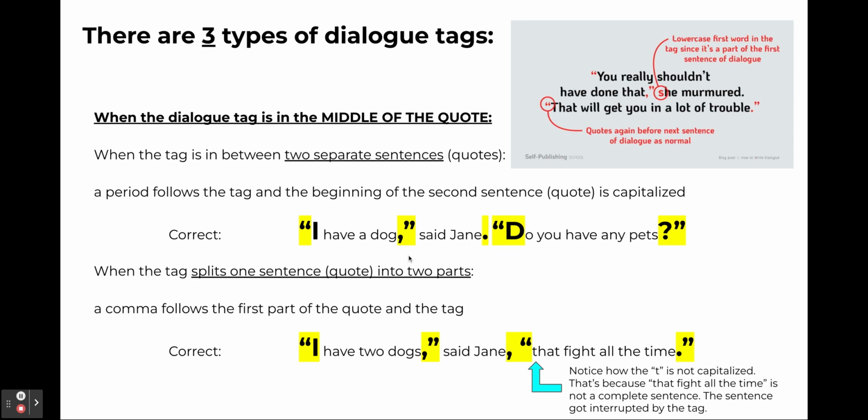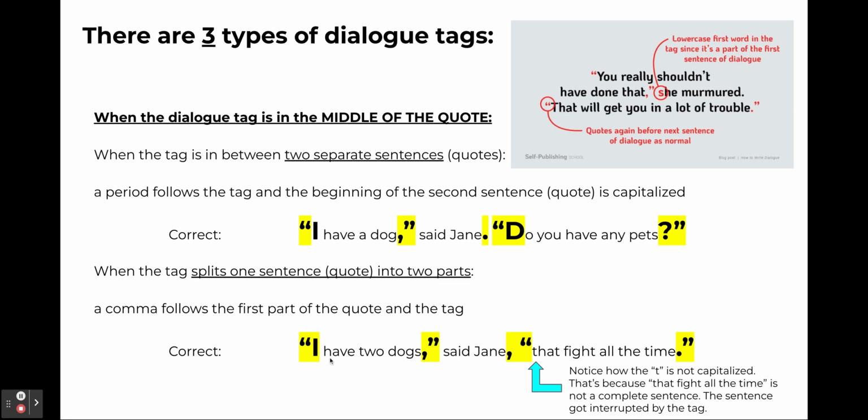So you just have to know that if you put a speaker tag in the middle of what is being said, you would have to put a period and you would have to capitalize the beginning letter of the word of their second sentence. When the tag splits one sentence, meaning a quote, into two parts, then a comma follows the first part of the quote and the tag.